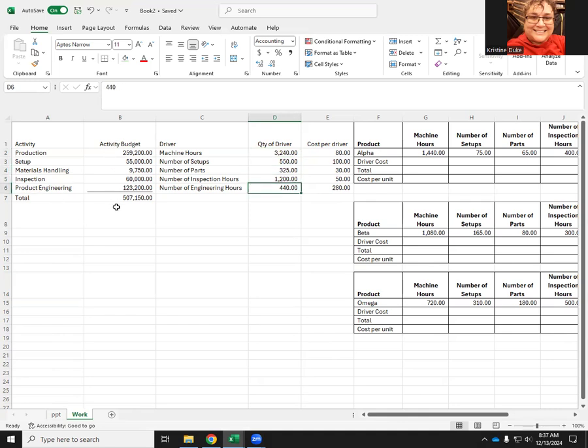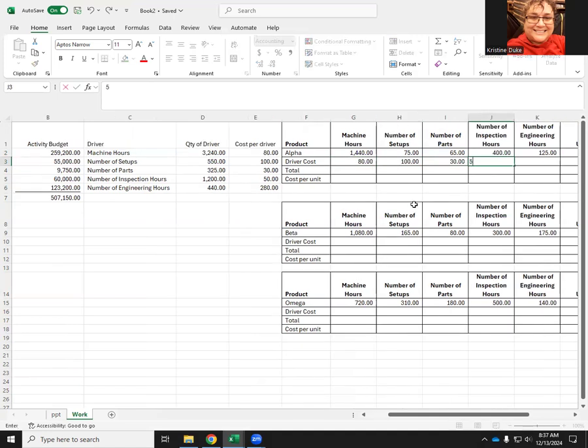Now remember, this is the budget right here, because you're not going to know in advance how much something's going to cost and how many hours you're truly going to use. So we come up with what we call the predetermined factory overhead rate. And again, this is our budget. So the cost per driver, I take the budget divided by the quantity of the driver, and I get the actual cost. So for my machine hours, it's 80, 100, 30, 50, and 280.